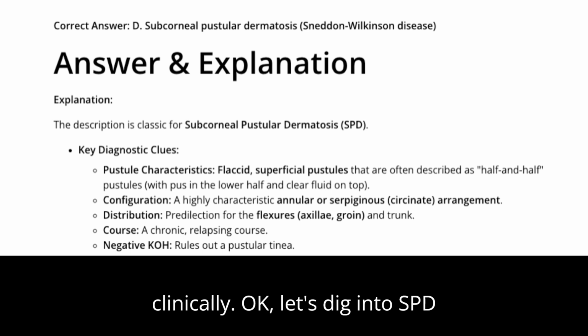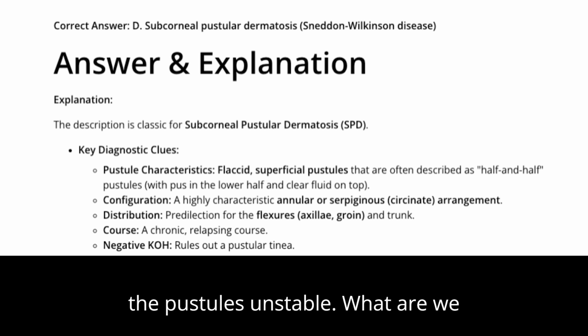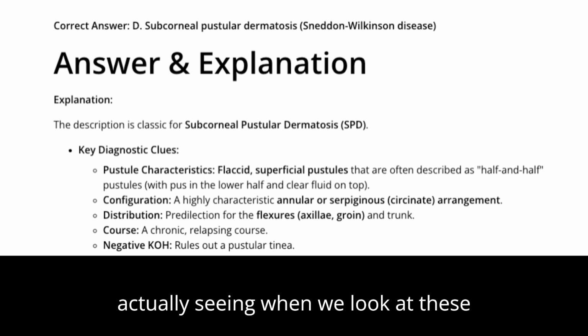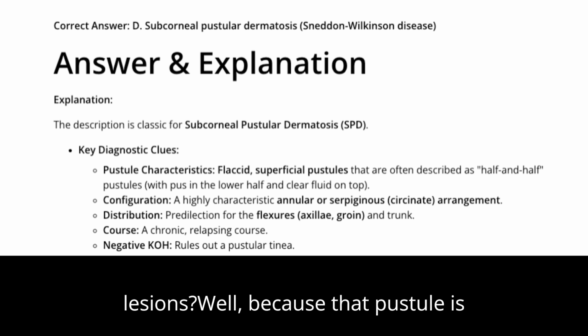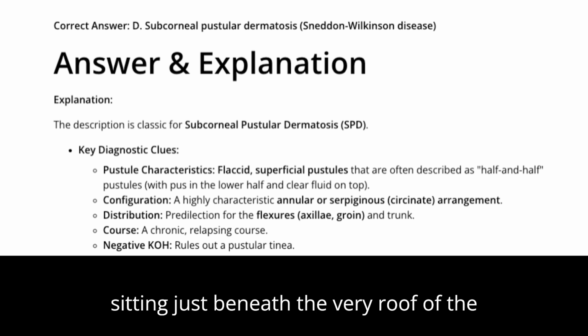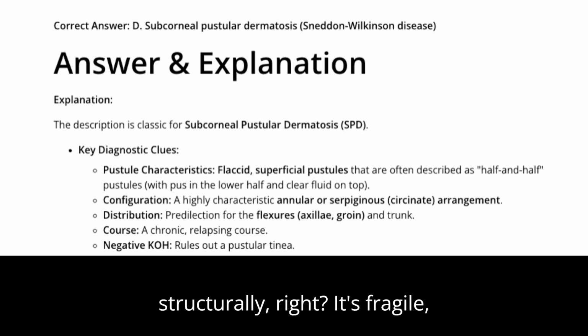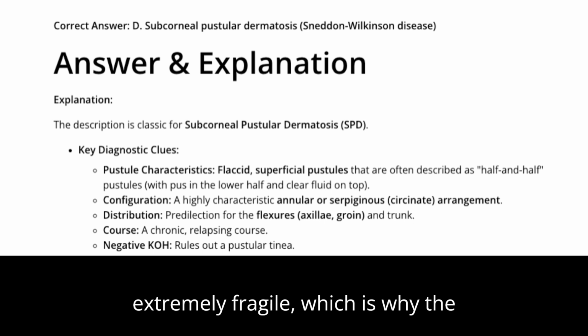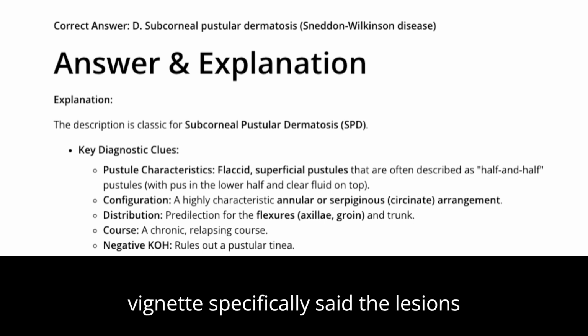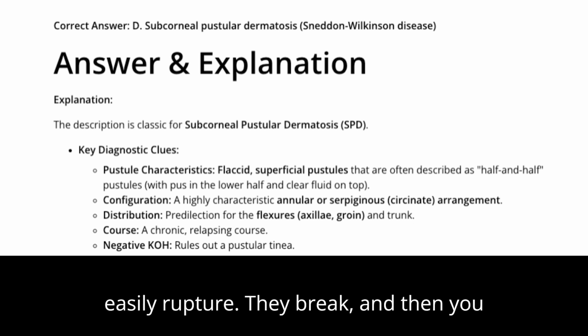So let's dig into SPD itself. You mentioned subcorneal makes the pustules unstable. What are we actually seeing when we look at these lesions? Well, because that pustule is sitting just beneath the very roof of the skin, the stratum corneum, there's almost nothing holding it together structurally. Right, it's fragile. Extremely fragile, which is why the vignette said the lesions easily rupture, and then you get that crusting and scaling left behind.